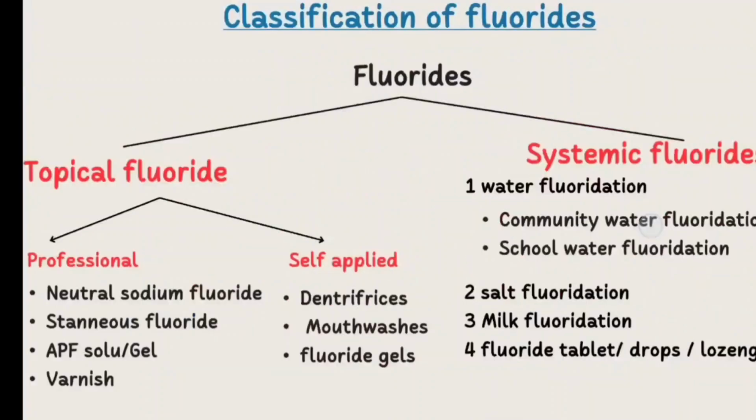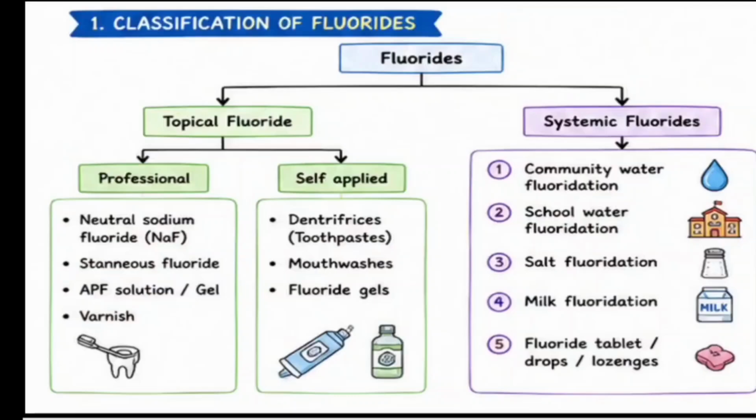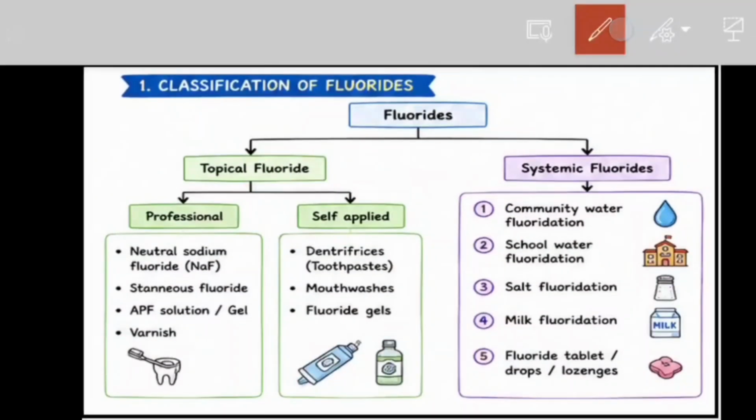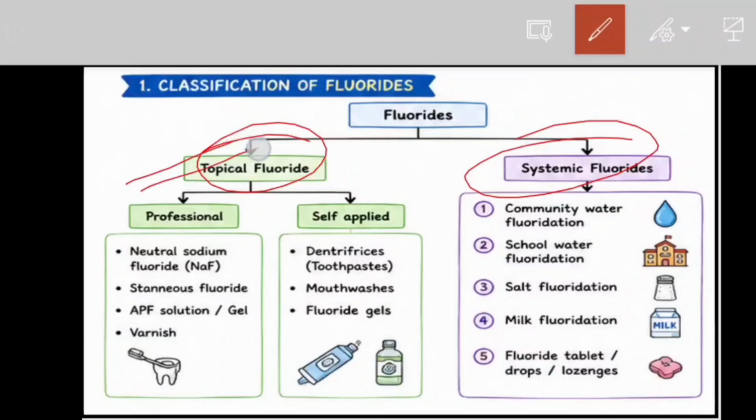So first, let's look at this classification. So here the notes divided fluoride into two major groups, that is the topical fluoride and the systemic fluoride. So remember this, the fluoride is divided into two, that is the topical and systemic. So let's understand both. So topical fluoride. So topical fluoride means the fluoride is directly applied onto the tooth surface. So further it is divided into two, that is the professional and the self-apply.